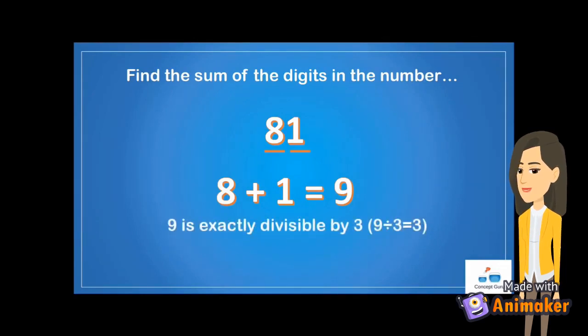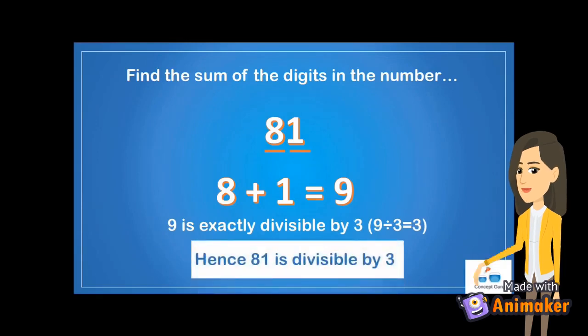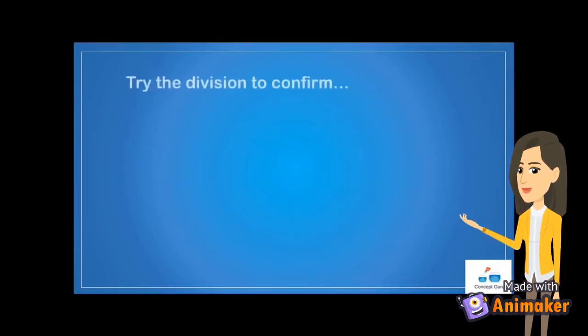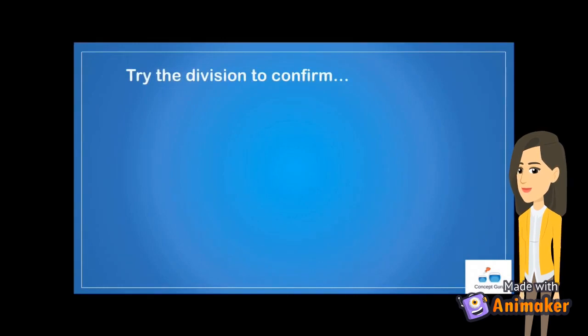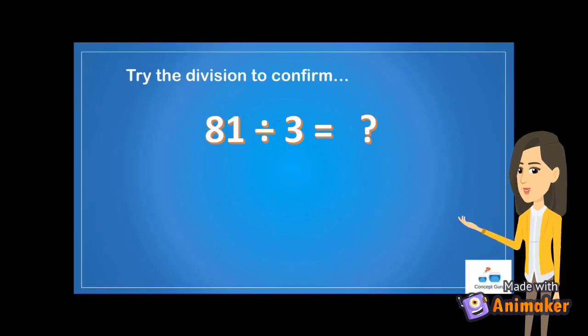Now do we know whether 9 is divisible by 3? Yes, because 9 divided by 3 is exactly 3. Hence your number 81 is also going to be divisible by 3. That's how this rule works. We can also try the division to confirm. 81 divided by 3, can you work it out yourself? Yes, the answer is 27.